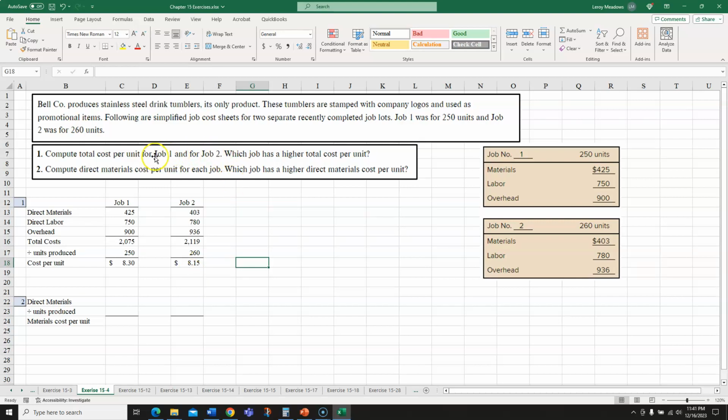So the other part of part 1 says which job has a higher total cost per unit, and that would be job 1. Number 2 says compute direct materials cost per unit for each job. Which job has a higher direct materials cost per unit? So we only want the direct materials part per unit. So our direct materials for job 1 was $425. Divide that by 260.